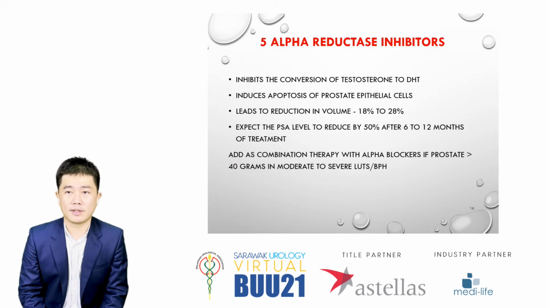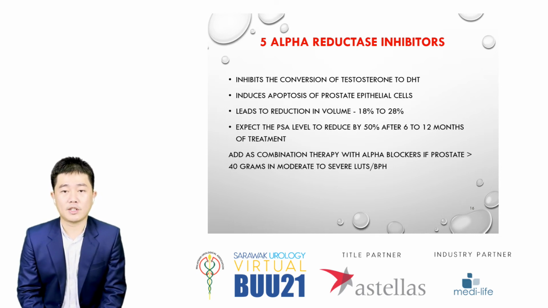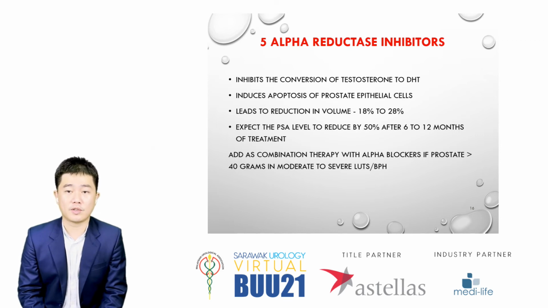5-alpha reductase inhibitors. The commonest ones that we prescribe to patients include finasteride and dutasteride. It inhibits the conversion of testosterone to dihydrotestosterone, and the end effect is a reduction in the volume of the prostate by up to 18 to 28%. And nowadays, based on more recent evidence, there's a propensity to start the combination therapy earlier in patients with moderate to severe LUTS or benign prostatic hypertrophy.